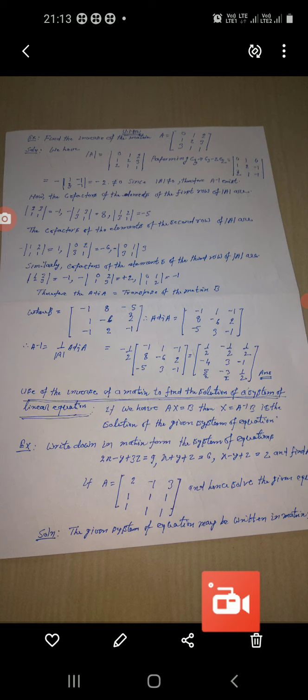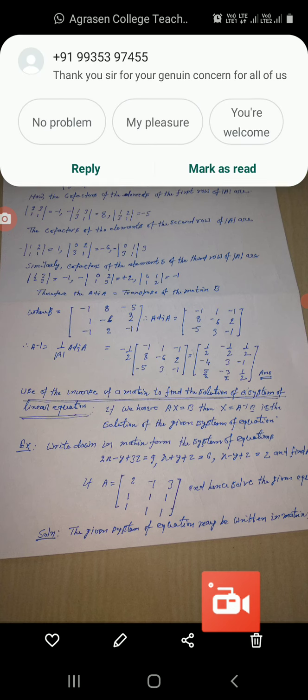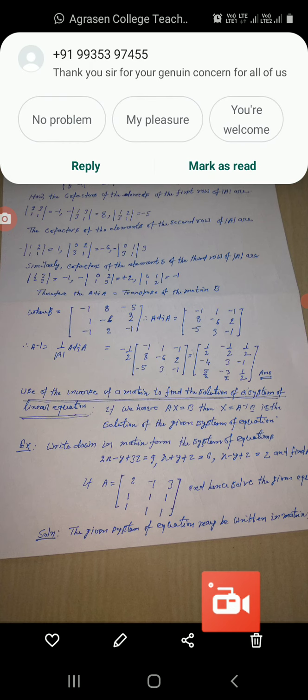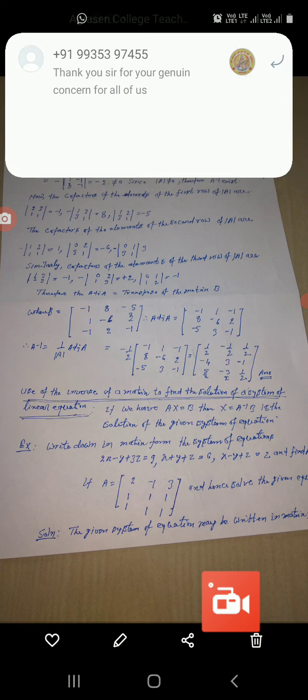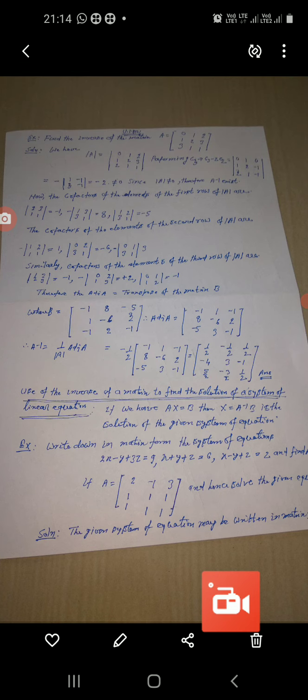Therefore the adjoint of the matrix A is equal to the transpose of the matrix B, that means the cofactor matrix, and this is equal to: adjoint of A is equal to minus 1 1 minus 1 in the first row, and in the second row 8 minus 6 2, and in the third row minus 5 3 minus 1.